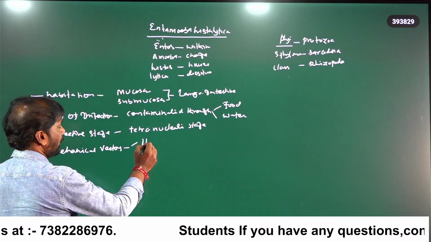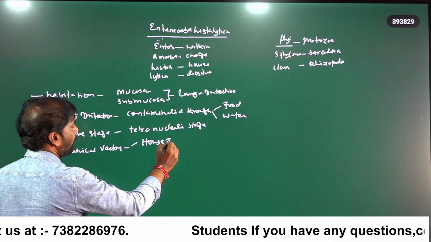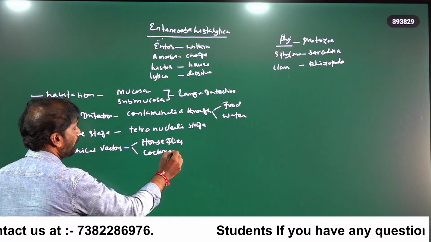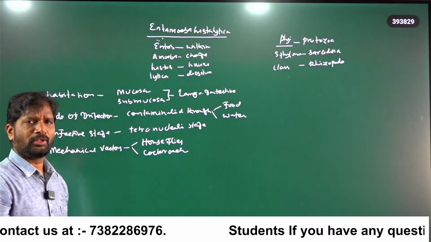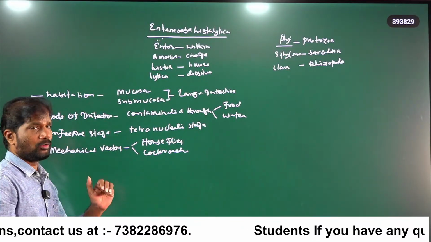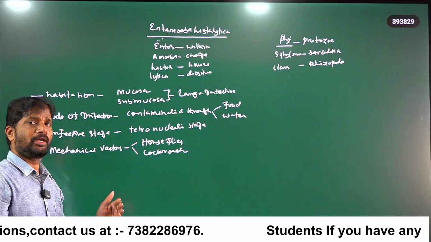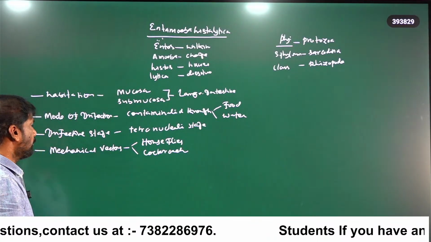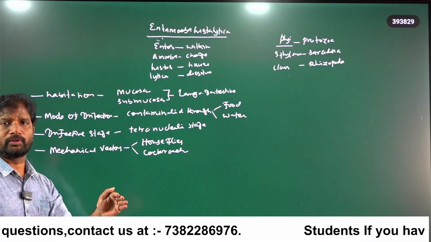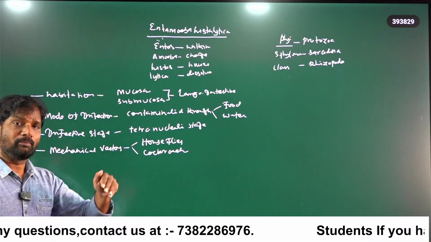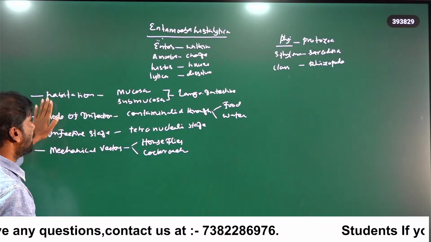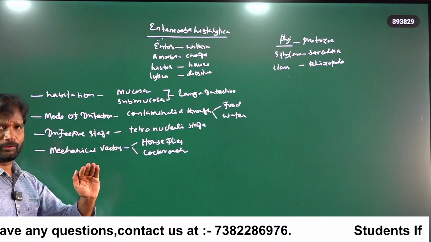Generally, you can say that it is house flies, cockroaches, honeybees, moths and beetles, whatever it may be. These are examples of mechanical vectors. They help in the transmission of this parasite from one person to another through food or water. So here is the importance of this Entamoeba histolytica introduction.